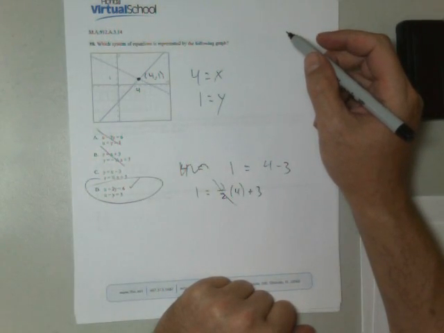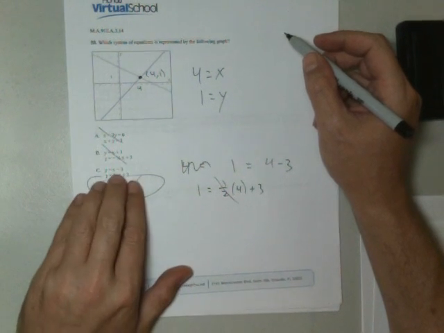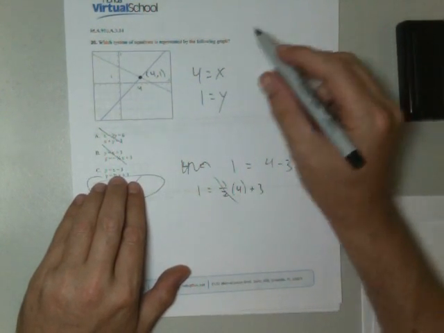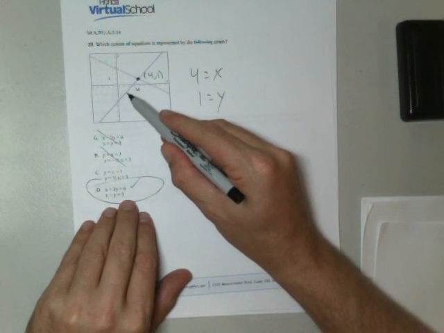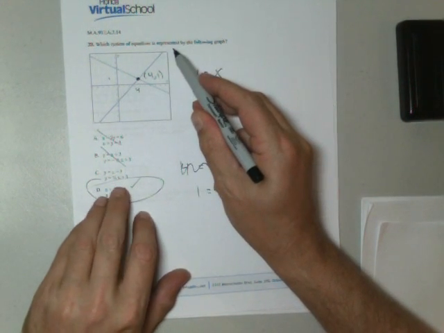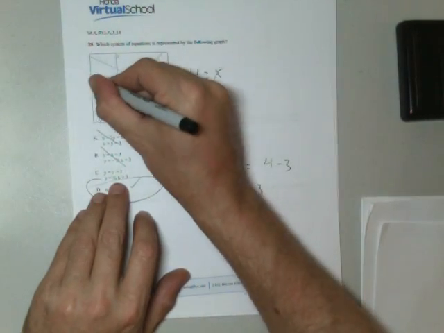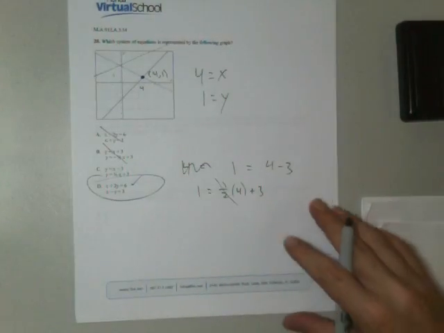Y equals x minus 3. I'm looking at choice C again. It looks like this line is there, but 1/2 x plus 3 would be something like that.